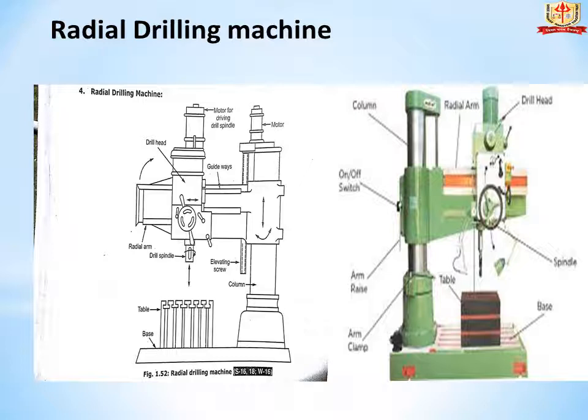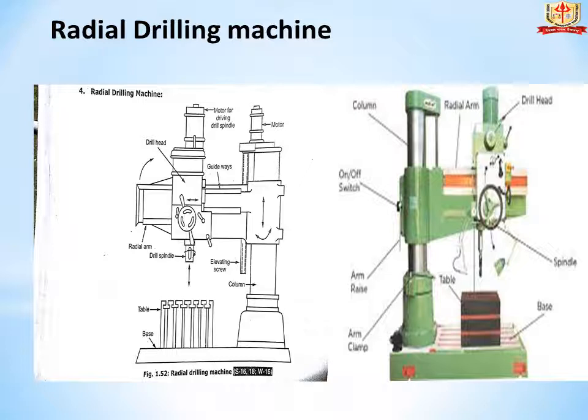Radial arm carries a drill head. Drill head can be moved in a horizontal direction on guide ways provided on radial arm. Drill head accommodates drill spindle and motor for driving drill spindle. Drill spindle can be moved up and down to adjust workpiece of different heights.